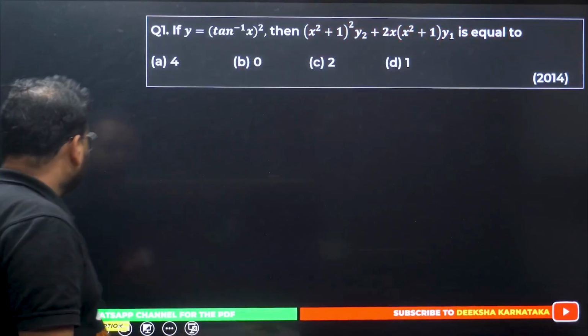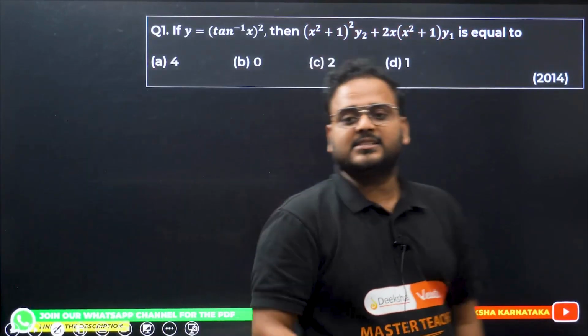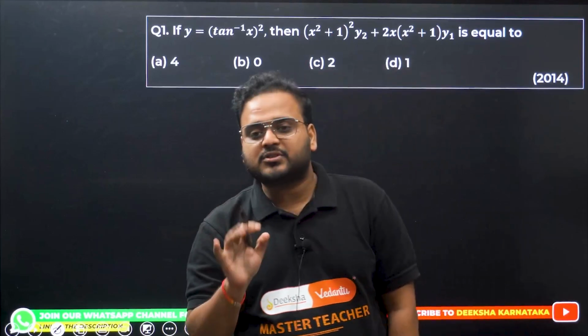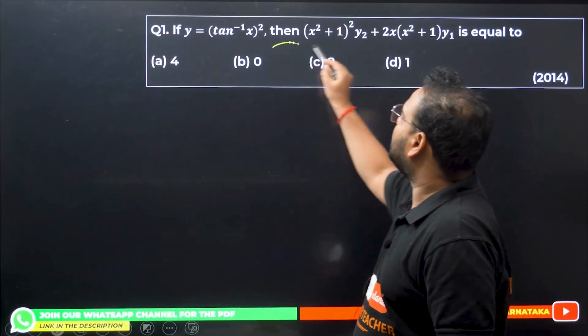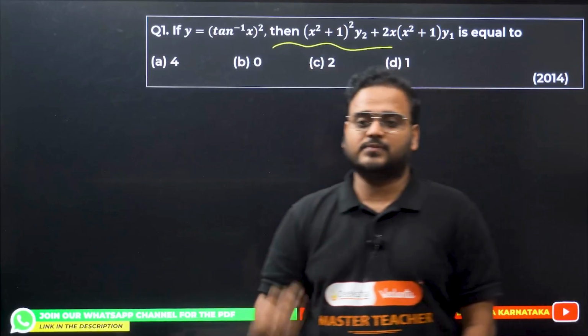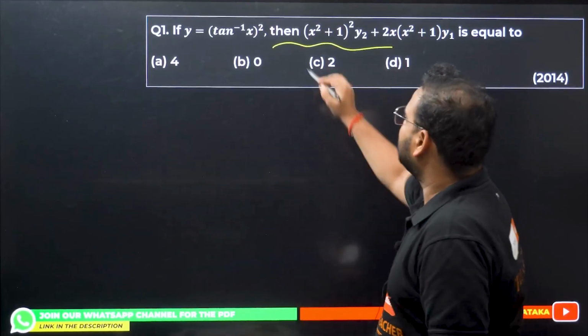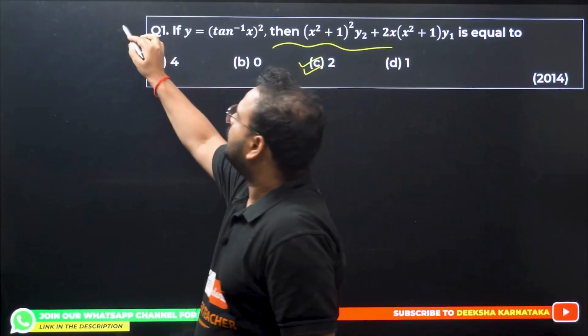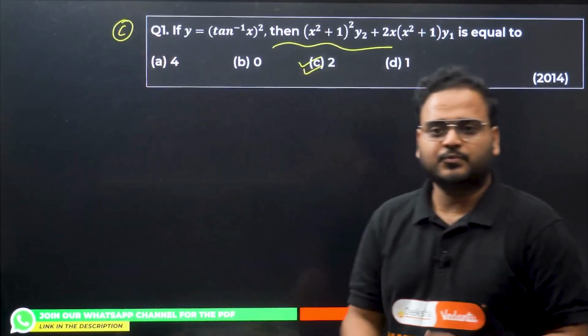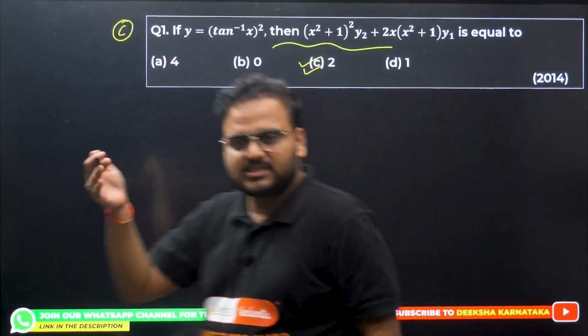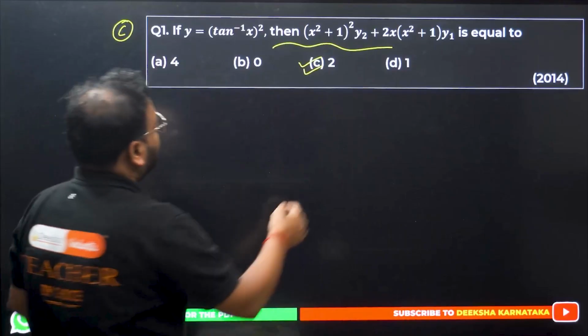Question number 1 now. Again, this is a very, very simple question. The same question has been a PYQ of your boards as well. Even the PU2 boards has asked this question, and you know the answer is option C, which is 2. Don't you know that? If you want, I can show you. Just simply differentiate the function given to you.